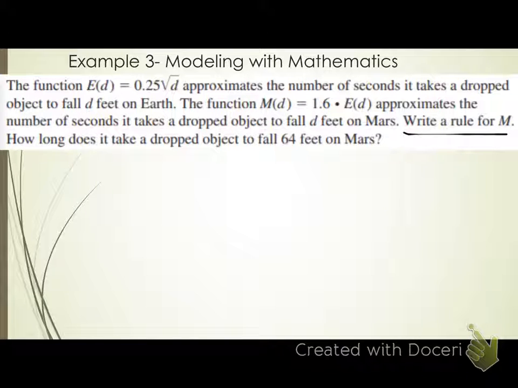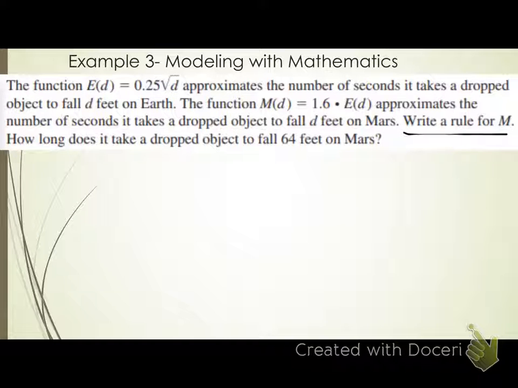So the first thing I need to do is write a rule for m. Does anyone have any ideas how I could write a rule for m given all my information? Anyone see anything that I might be able to plug in somewhere? Wouldn't it be e of d? I said 1.6 times 0.25.